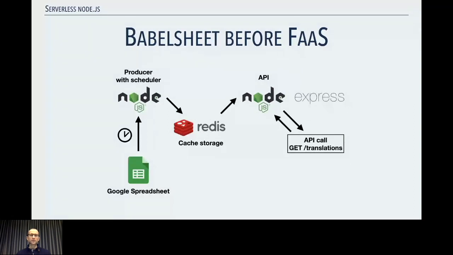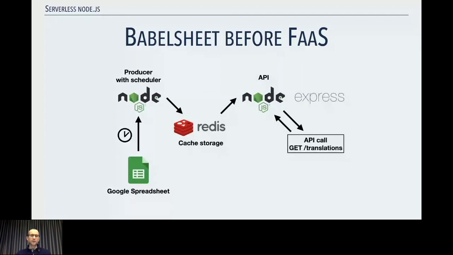And another process, which is the API, based on Express.js, gives us the translations we need if we just send a proper request, and it's using our cache translations as well. And we just now need to change that to the functions as a service model. And now we have two lambdas.